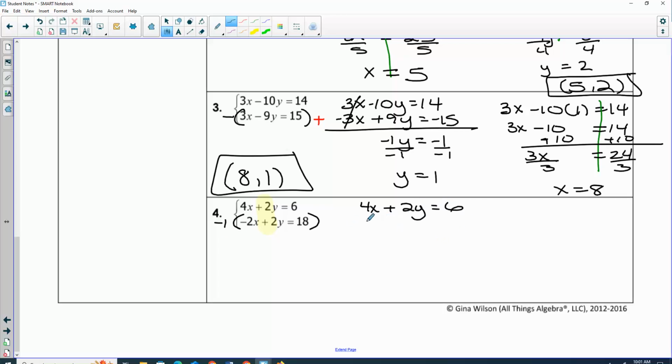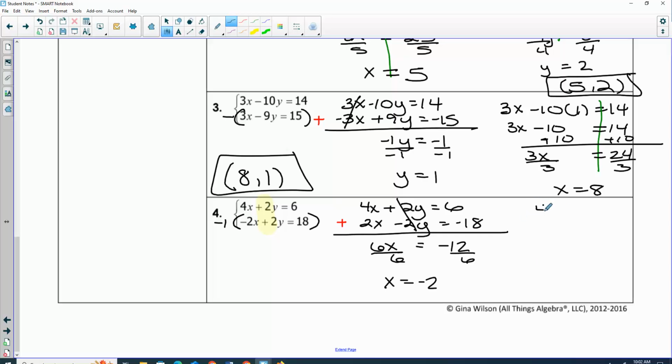First one didn't change. Second one, everything times negative 1. Is that positive 2x, negative 2y equals negative 18. Now we add these equations together. So 4x plus 2x, 4 plus 2 is 6. Positive 2y, negative 2y, 2 plus negative 2 is 0. Those are gone. Positive 6 and negative 18 is negative 12. Divide by 6 and x is negative 2.